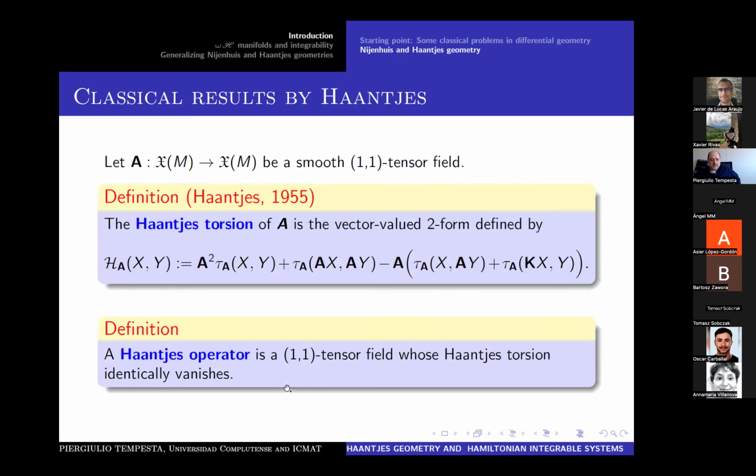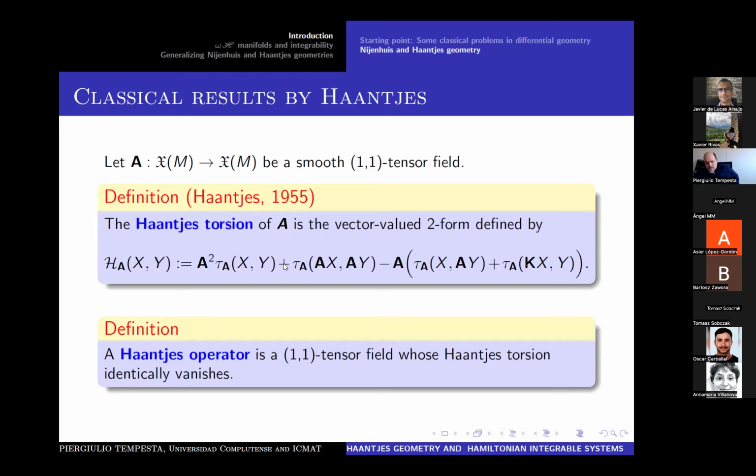So, going more precisely into the definitions, if you have a smooth (1,1) tensor field A, what is the Haantjes torsion of A? It is, once again, the sum of four contributions, technically a vector-valued two-form, defined this way. What before was a Lie bracket is now τ_A, the Nijenhuis torsion. So we use the Nijenhuis torsion in each contribution instead of Lie brackets. Of course, if H_A is equal to 0, we have what is called a Haantjes operator, meaning a (1,1) tensor field whose Haantjes torsion vanishes.